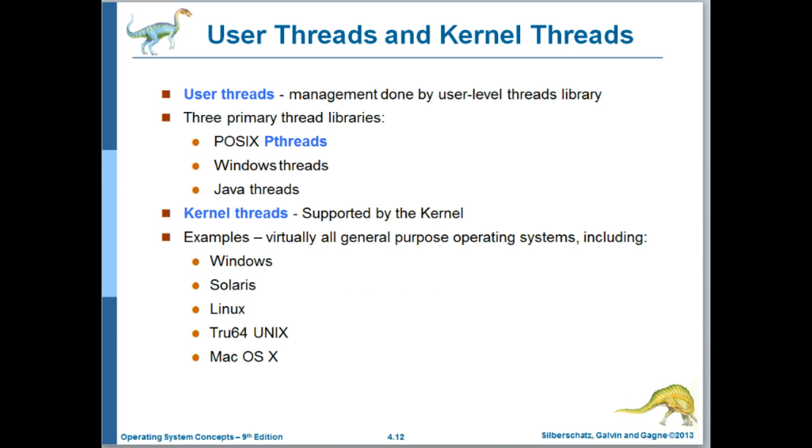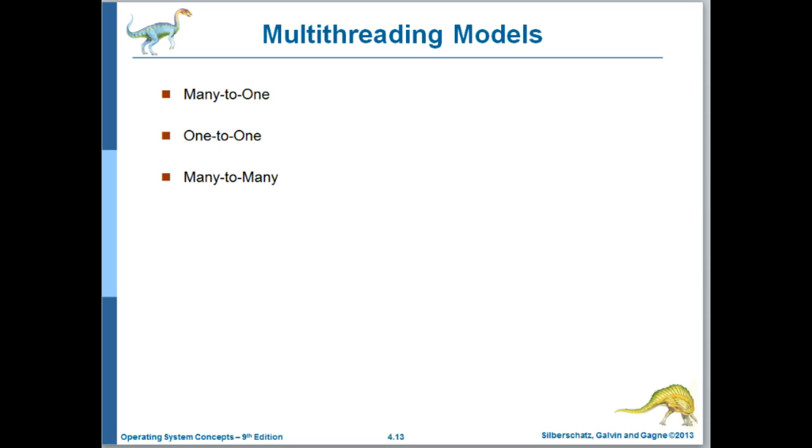User threads are managed in user land by a thread library. The kernel is unaware of them, and that has implications that we'll see shortly. Kernel threads are supported by the kernel, and the kernel is aware of kernel threads. In each of these 3 models, we're talking about a mapping between user threads and kernel threads. So for instance, in many to one, we are mapping many user threads to one kernel thread.